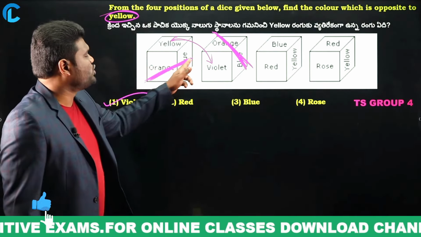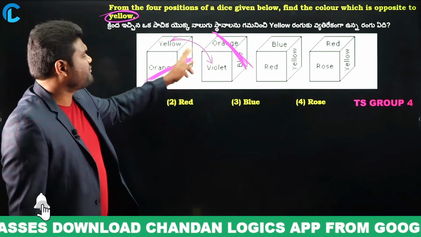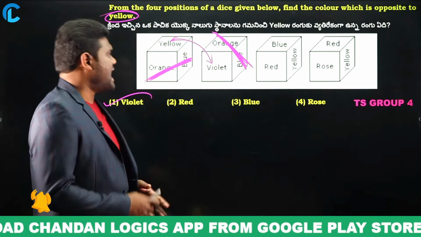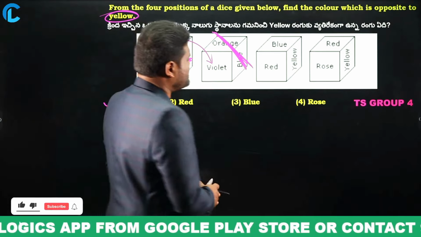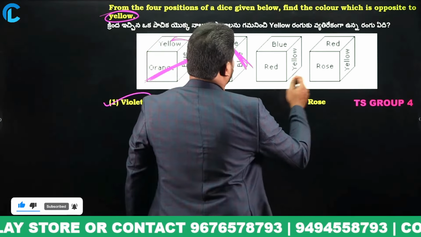Simple. Here we have two elements common, orange, blue, orange, blue. So whenever we have two elements common, left out surfaces are opposite. So directly you can say the answer is yellow opposite violet. Similarly, you can solve the same question from here also.